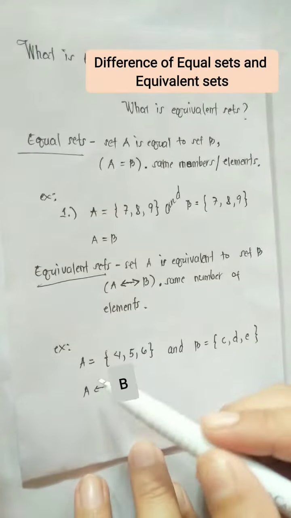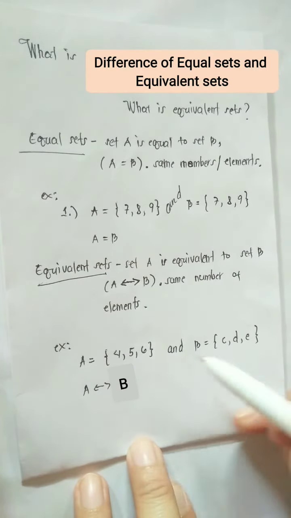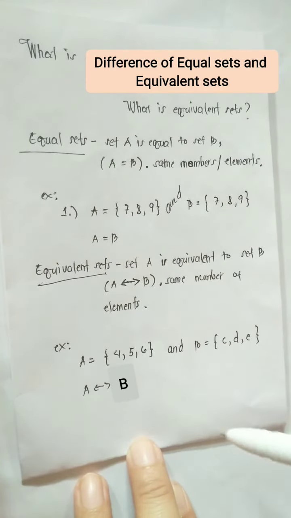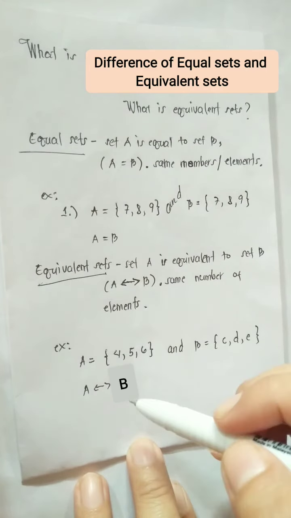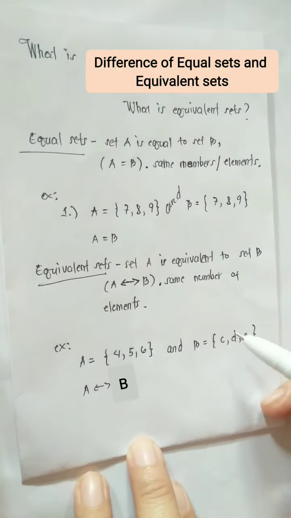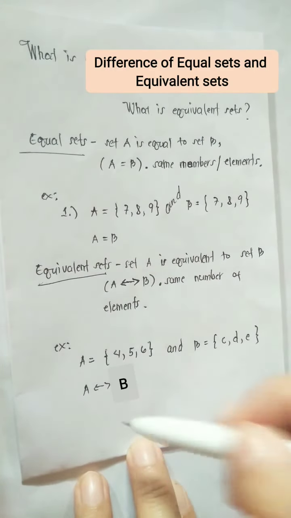For example, we have here set A and set B. As you notice, the elements of set A are 4, 5, 6. On the other hand, set B is C, D, E. So they don't have the same elements inside, but they have just the same number of elements: 1, 2, 3, and also set B has 1, 2, 3. That's why set A is equivalent to set B.